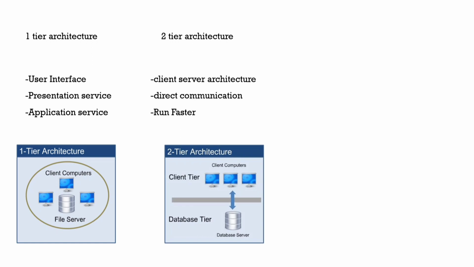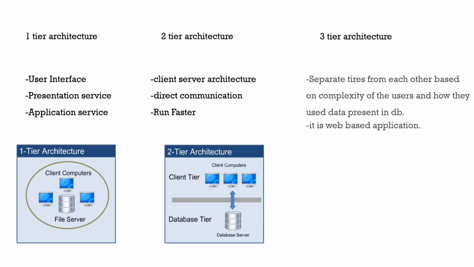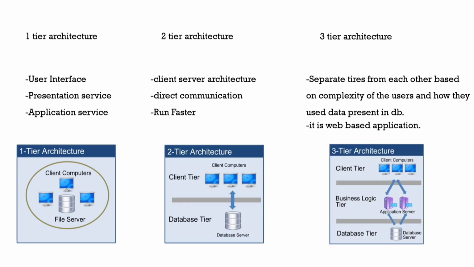In three tier architecture, the application is divided into three main components, each serving a specific purpose. These components are the presentation tier, the application tier, and the data tier. An example of three tier architecture is a web-based application where the user interacts with the browser, the application server processes the request, and the database server stores and retrieves the data.